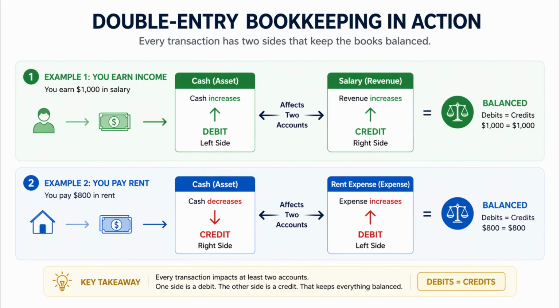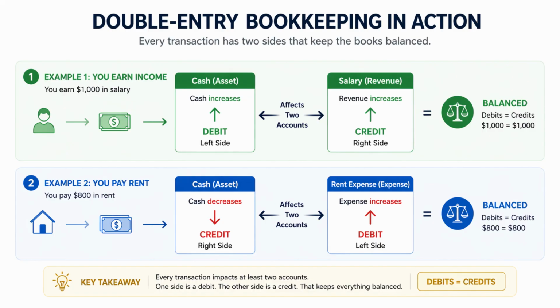So for example two, you pay rent. What happens to cash? It goes down. The asset decreases, and we represent that by crediting cash. The second side of that is that we have an expense, rent expense, and that expense increases. And how do we represent increases in expenses? Through debits. So remember, every transaction has two sides. It keeps the system in balance.